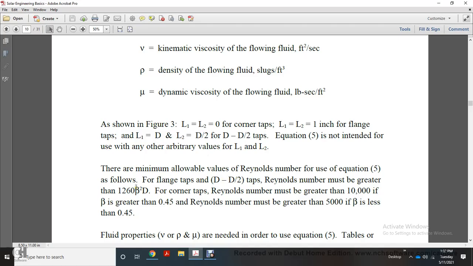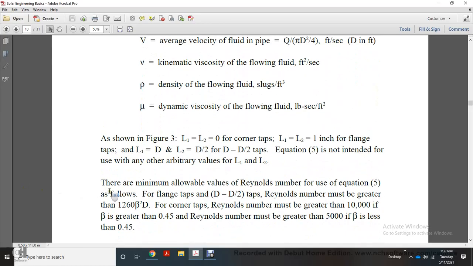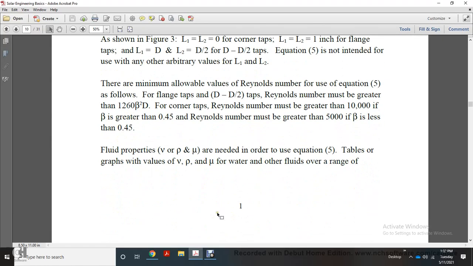The minimum allowable Reynolds number to use with equation 5 for flange taps and D and D over 2 taps must be greater than 1,206 B squared D. For corner taps, the Reynolds number must be greater than 10,000 if the ratio B of orifice to pipe diameter is greater than 0.45, and greater than 5,000 if the ratio is less than 0.45.